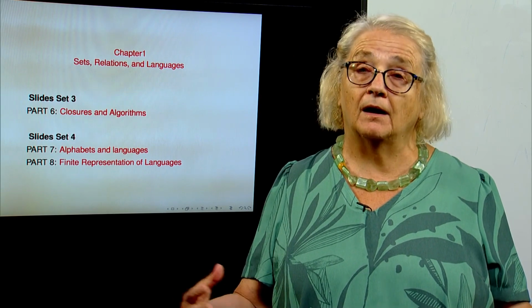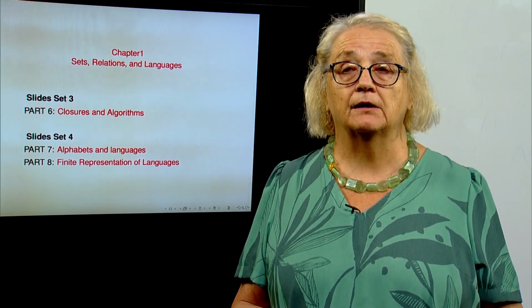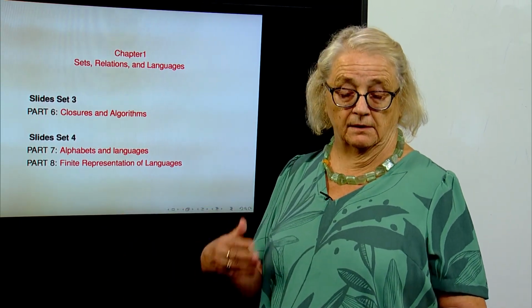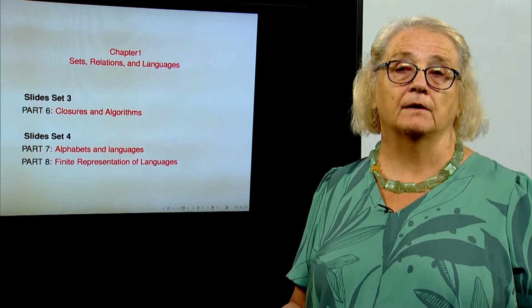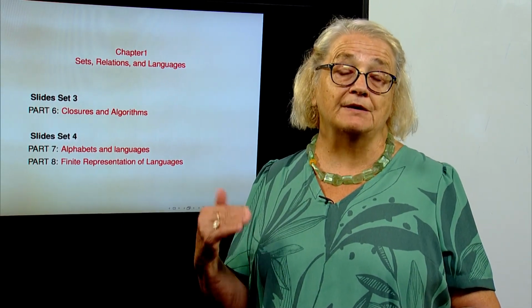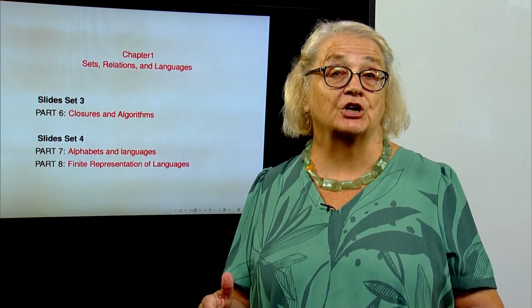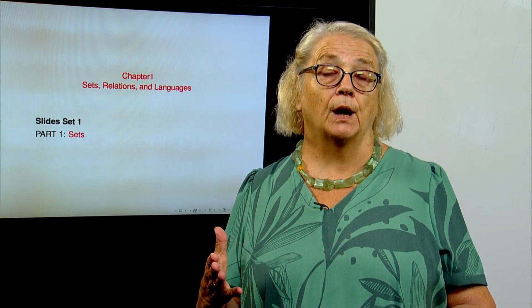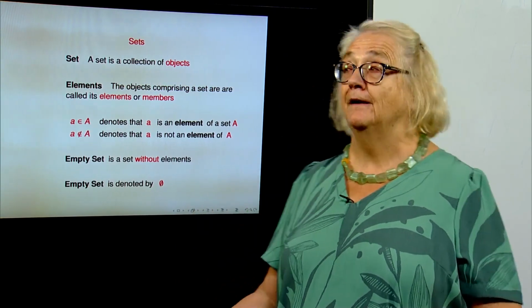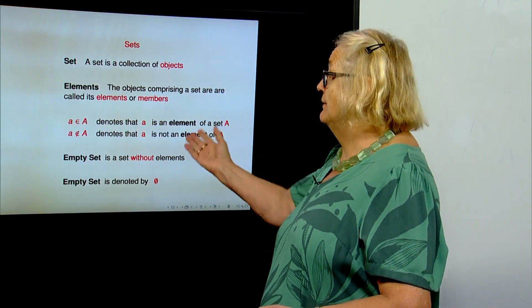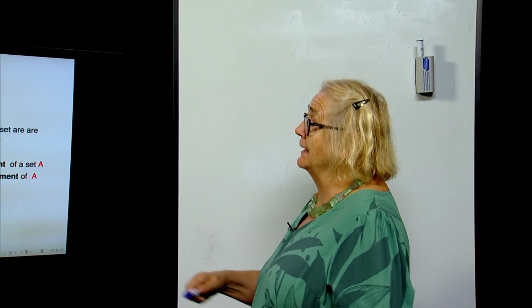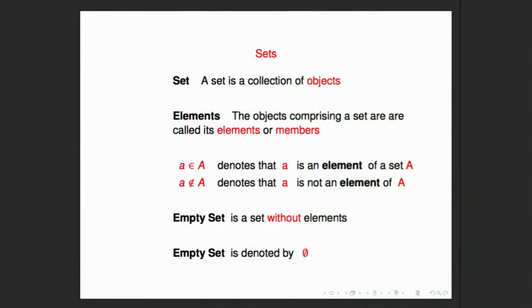And then we have alphabets and languages and finite representation of languages. So that part is really already the beginning of pure theory of computation. The previous parts are just establishing what we know and establishing also the proper notation. Like, for example, we write a in A. It means that a is an element of A, and A, capital A, is for the set, and the empty set we denote this way. This is important. This is the empty set.